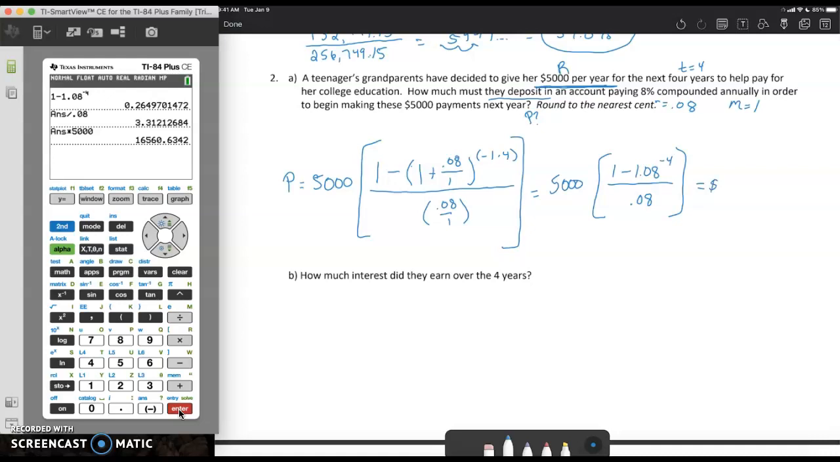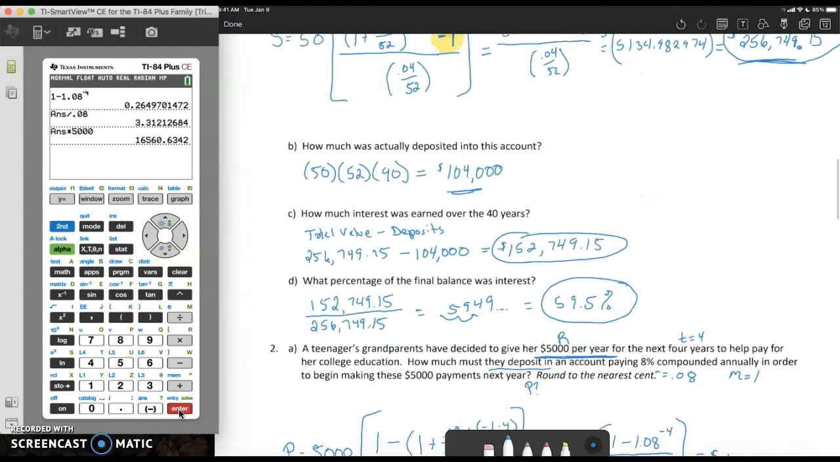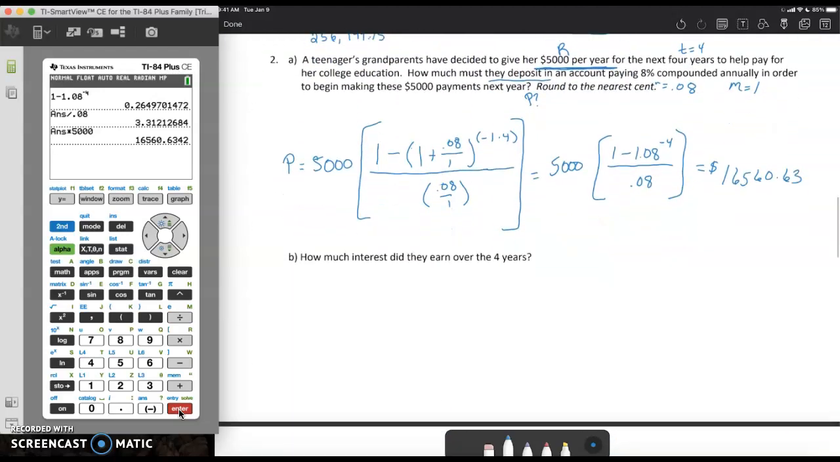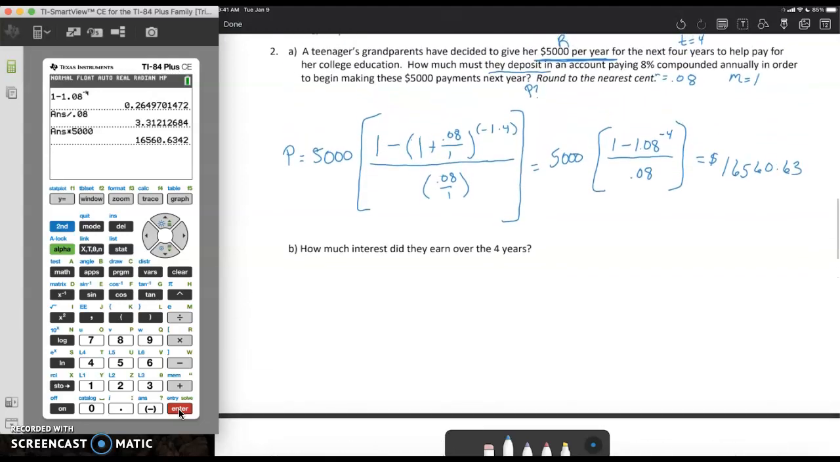Okay, so let's see. The answer is $16,560.63. So that's what they want to put into the account. How much interest do they earn over these 4 years? Okay, well, to find interest, we always have to do your total value minus the deposits. Or in this case, we're actually going to do how much the total was minus what they deposited.